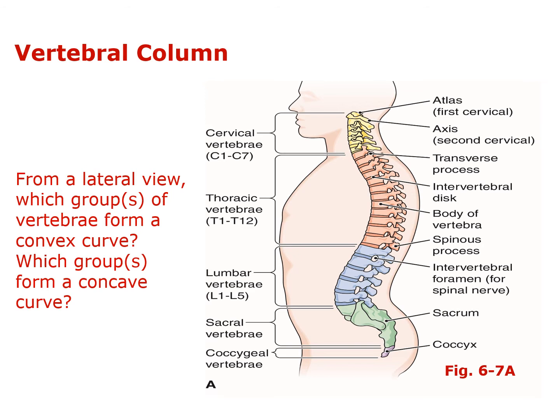All right, from a lateral view, which groups of vertebrae form a convex curve and which form a concave? So your convex curve means what? Curves out, and that's the thoracic. And what's the other, the concave? Means like caved in, so that's your lumbar. What's the point of those?